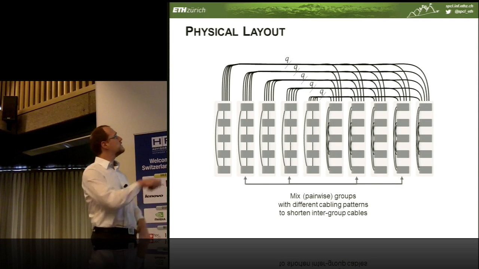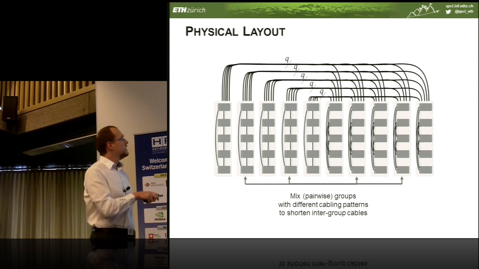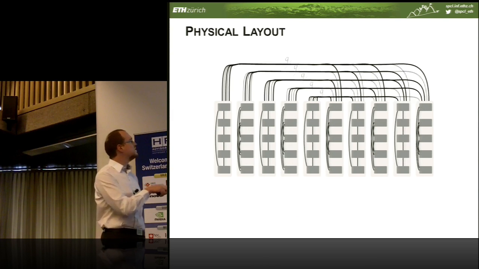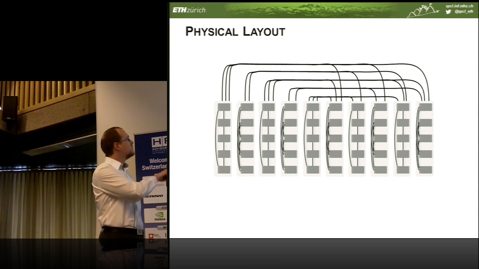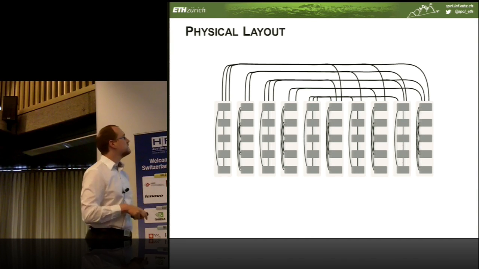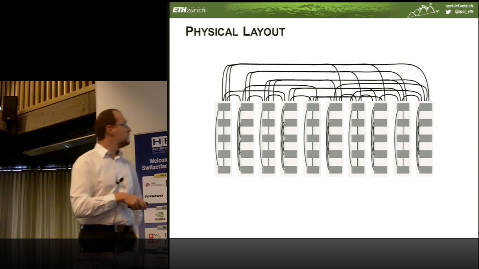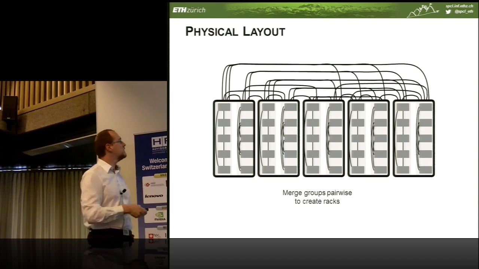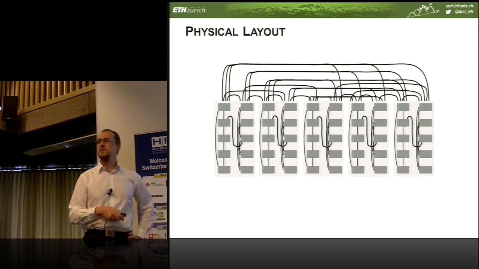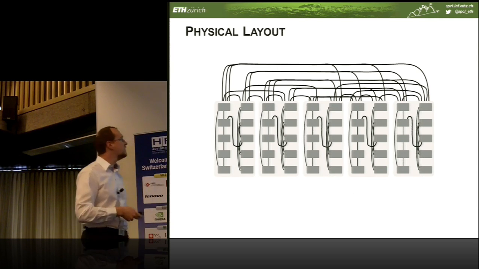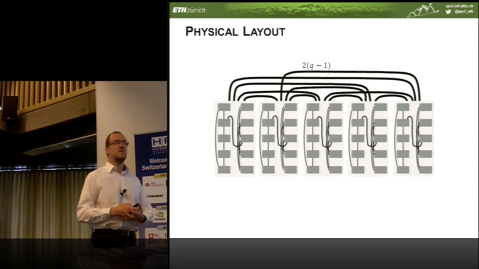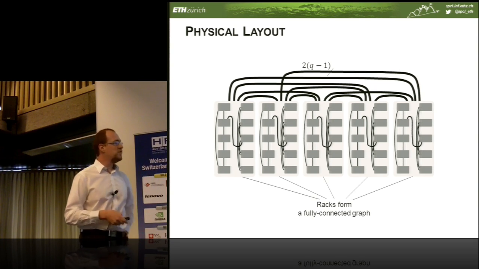Because there are lots of global cables, what we first do is mix these groups, because this arrangement is rather bad. If you just mix them, meaning group 0, 1, 0, 1, 0, 1, we can shorten the global cables, right? The second step is that we can merge these groups pairwise into one group, because then we can form racks with these. So we can just put them into a single rack. And then we have fewer long cables. So this is the goal, to minimize the number of global cables. And these racks form a fully connected graph.